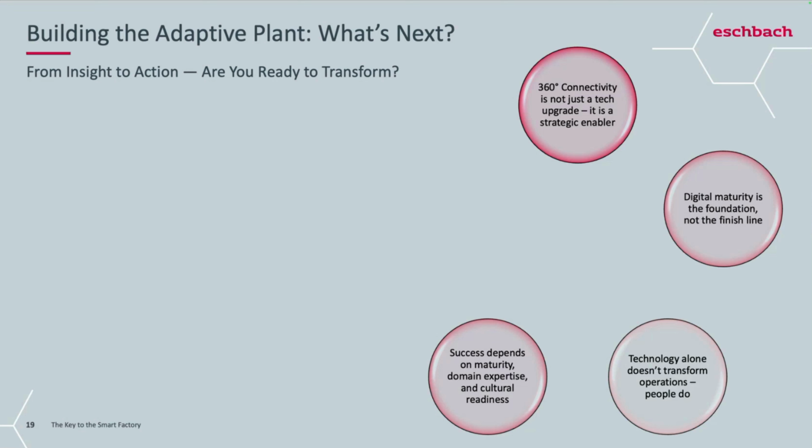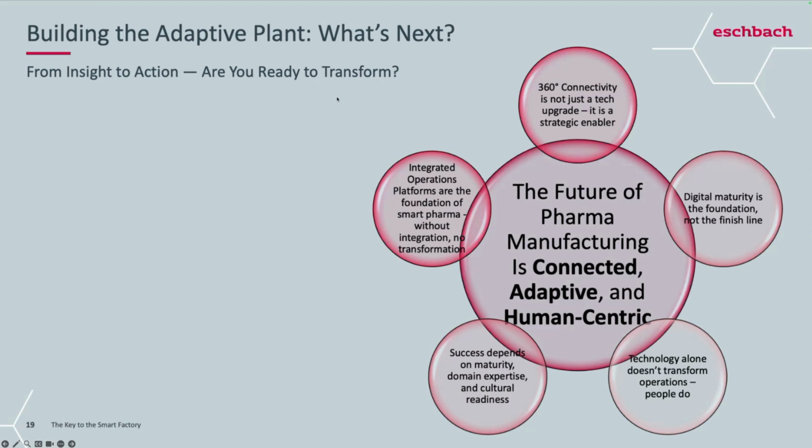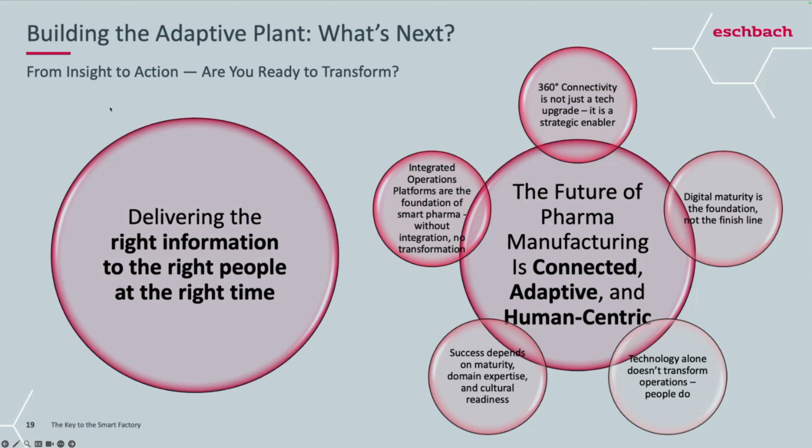together with domain expertise and cultural readiness. And then the integrated operations platform. They are the foundation of the smart pharma. Without integration and having access to all that information, there is no transformation. So the future of pharma manufacturing is connected, it's adaptive, and it is human-centric. Keep the humans in the loop. So delivering the right information to the right people at the right time.